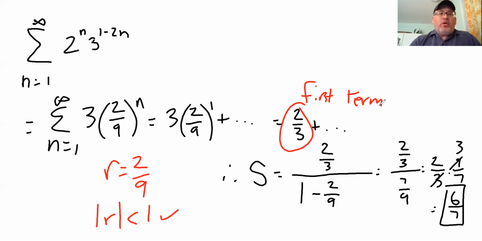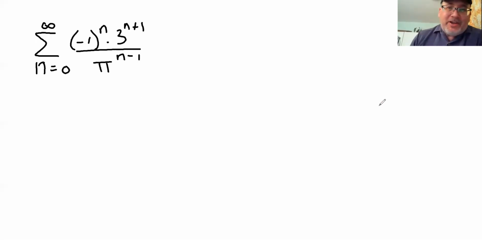All right, let's take a look at one more where we have to massage the expression to locate the ratio and make sure that its absolute value is less than 1. And then if it is, then we can see what the series converges to. We have to restart the stopwatch. Oh, look at this mess.